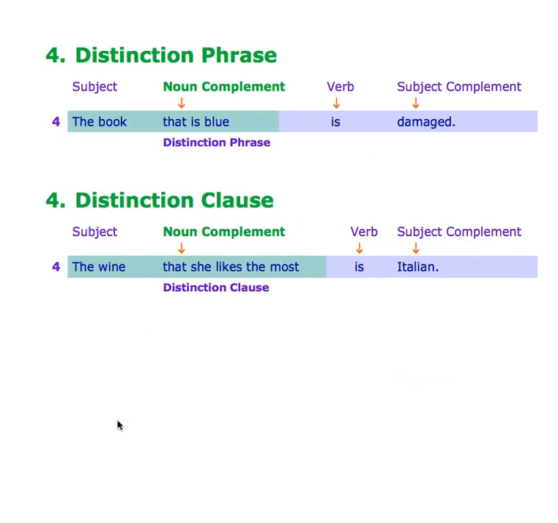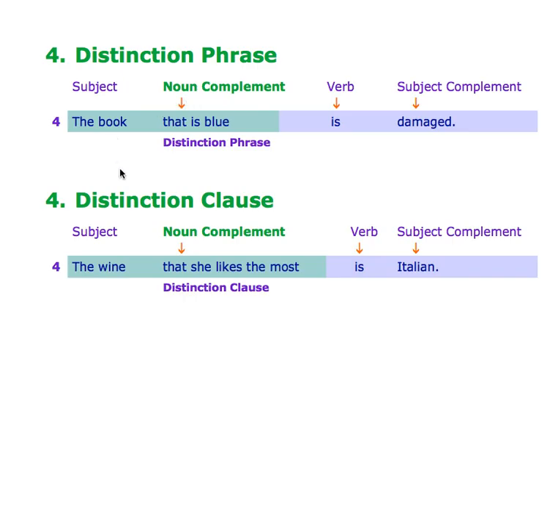Then we move to the distinction phrase or distinction clause. And once again, I remind you that you would probably call this a relative clause. But that's a crappy term and I don't use it and I don't want you to use it. So here on the subject side of the sentence, we have our distinction phrase. That is blue. In other words, the book that is blue. So your distinction phrase is acting as a noun complement and it's complementing the noun book.